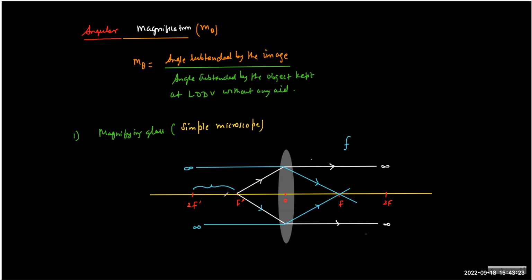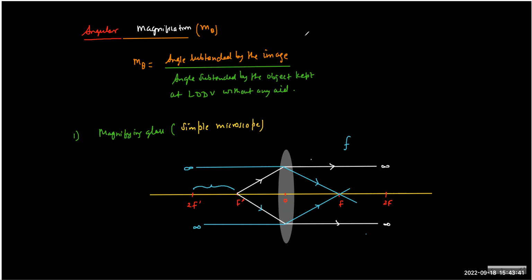And of course we are looking for magnification, so it's meaningless to go beyond 2F, right? At 2F we have the same size. Between 2F and F, the image is bigger than the object. And that is the first goal. We want a bigger value. But there is a problem.